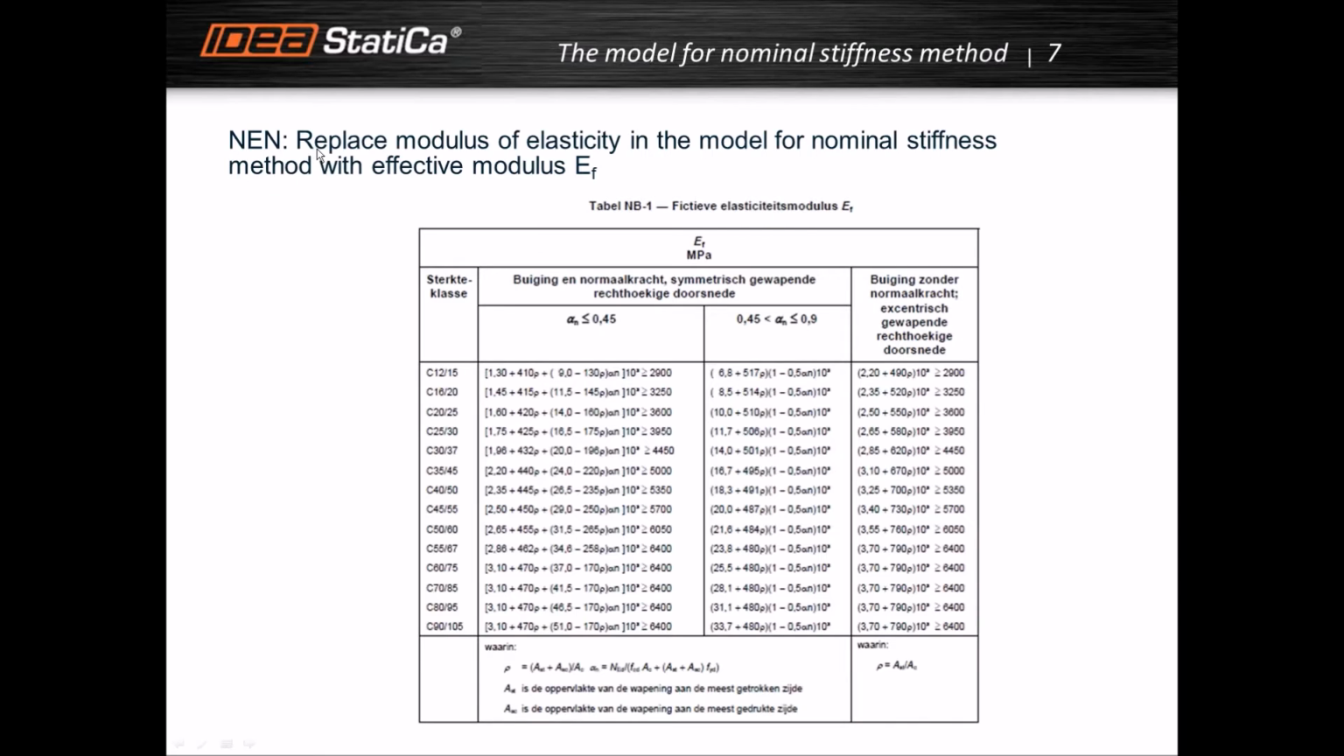Dutch code or Dutch Annex replaces modulus of elasticity in the model for nominal stiffness method with effective modulus EF. You can see the table in which the program has to interpolate, and we get the new stiffness, which is implemented into IDEA StatiCa.